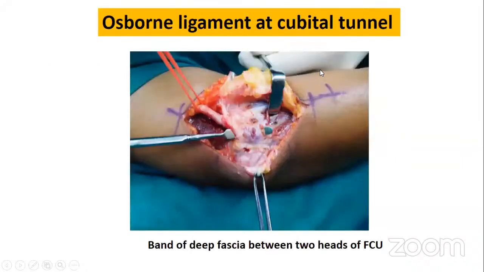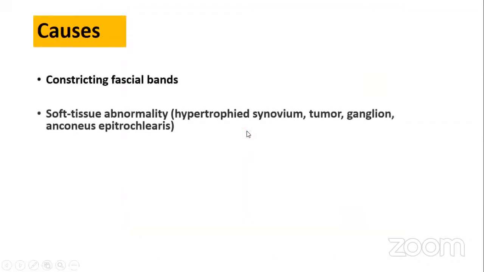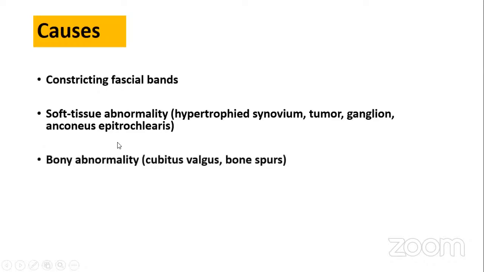This is the case we operated. This is a classic Osborn's ligament, but if you see, some muscle fibers are there. This is a very rare anomalous muscle called anconeus epitrochlearis. That is the case I'm trying to show there. Okay, so other causes: constricting fascial bands, soft tissue abnormalities like synovium, tumor, ganglion. Just now I showed you anconeus epitrochlearis, an anomalous muscle.